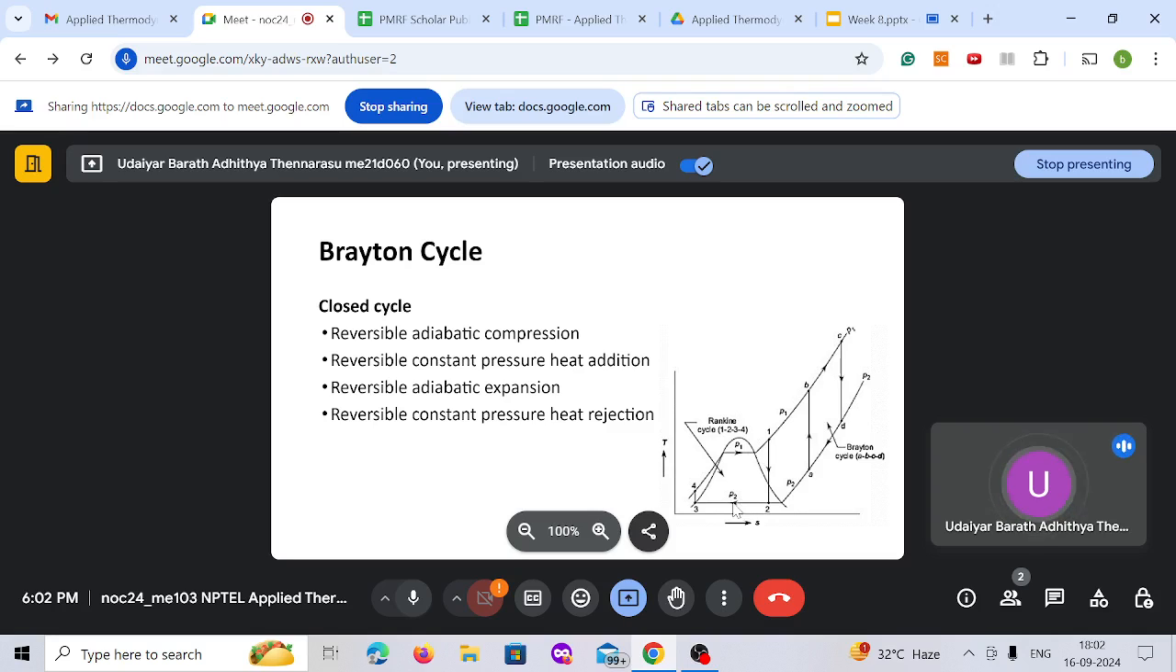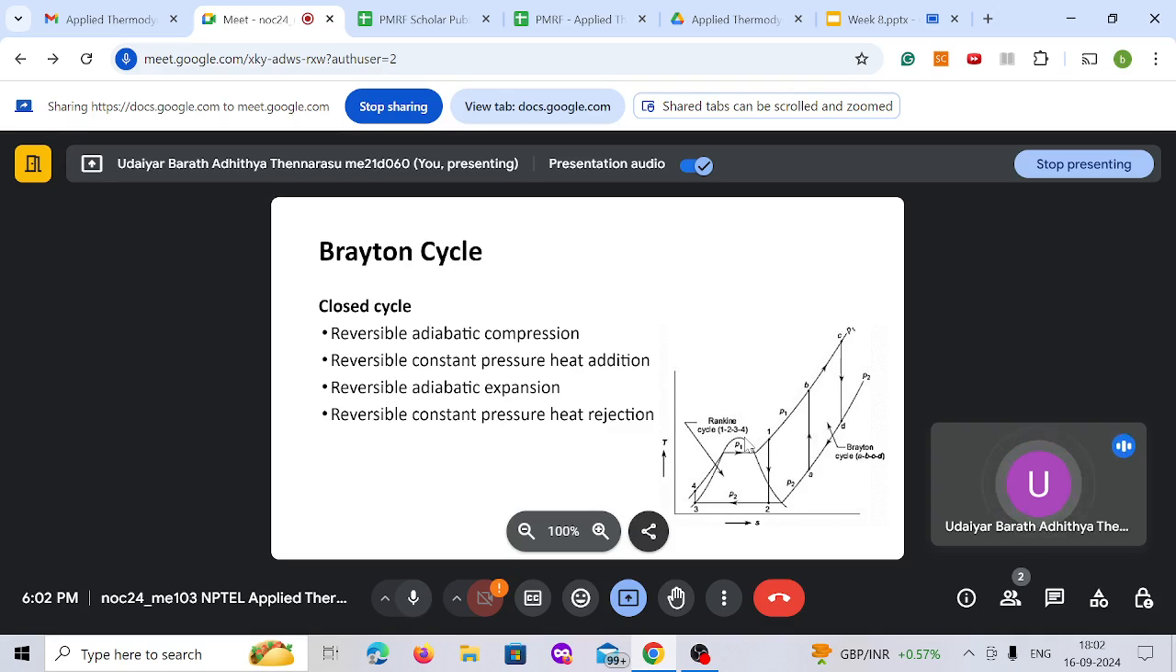So that left us with four processes. One was compression, which was adiabatic, so isentropic compression, so reversible adiabatic compression. And then we had heat addition, which happened at constant pressure. Then we went with expansion, and then a constant pressure heat rejection. So these were the four processes which happened.